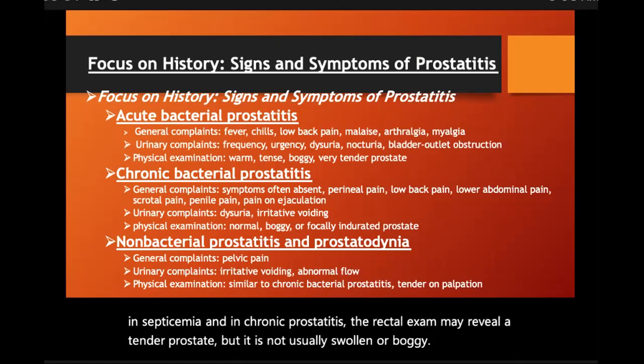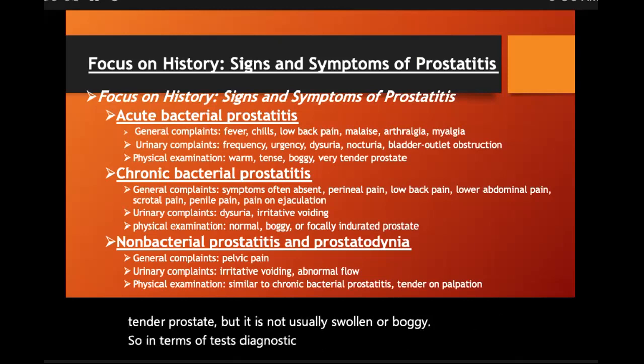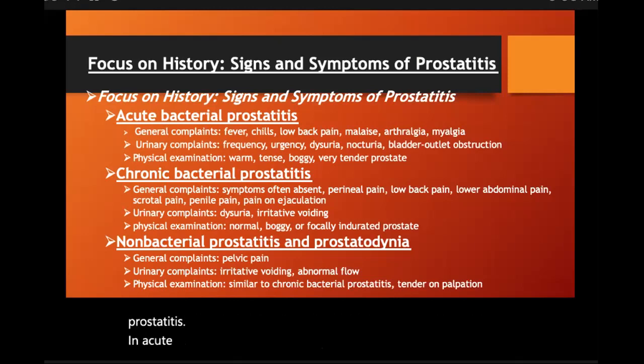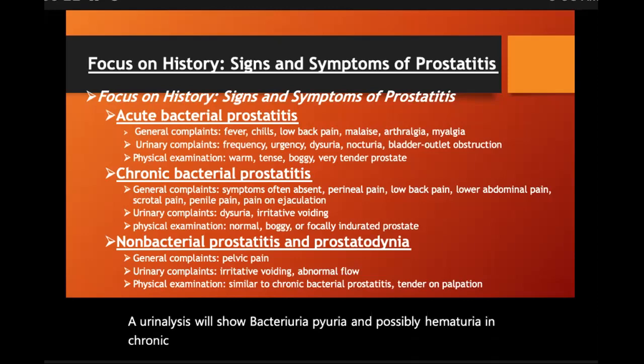So in terms of diagnostic tests, a complete CBC will show leukocytosis and a shift to the left if the patient has acute bacterial prostatitis. In acute prostatitis, a urinalysis will show bacteriuria, pyuria, and possibly hematuria. In chronic prostatitis, it is necessary to culture the expressed prostatic secretions in order to confirm the diagnosis.